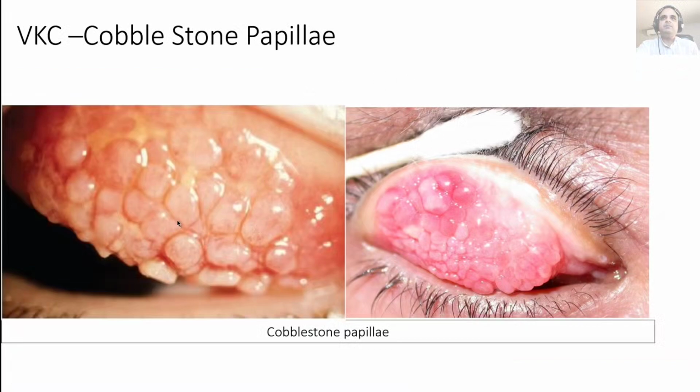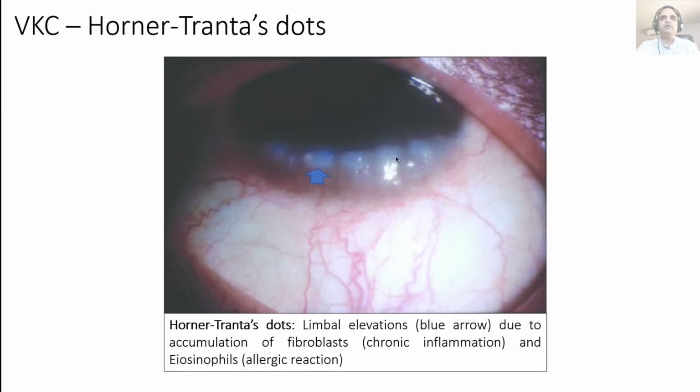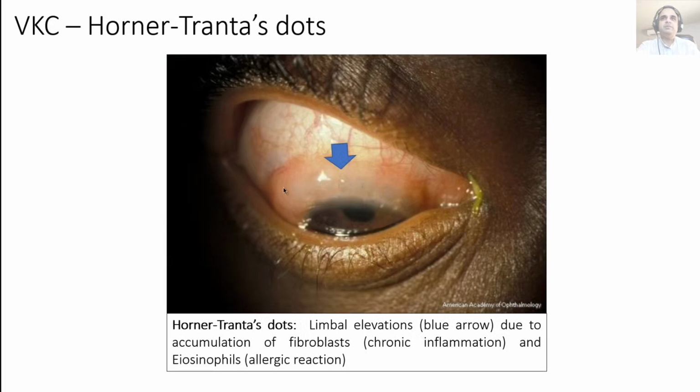These are again examples of various cobblestones. This is just a swab or a Q-tip that's used to hold the eye open. These are what Horner-Trantas dots look like. They are basically limbal elevations, an accumulation of eosinophils together with inflammatory debris, fibroblasts, and epithelial cells. They tend to occur around the limbus as these round elevations. I'll show you more examples here and more examples here. They're becoming sort of gelatinous around the limbus.